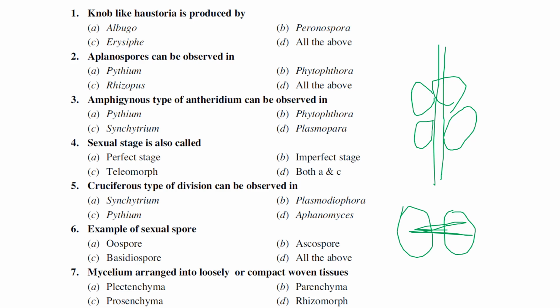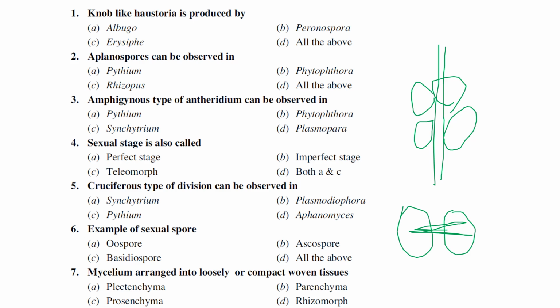In Phytophthora, the special feature is the amphigynous type of antheridium, which means the oogonium forms a globose structure around the male reproductive organ, the antheridium, and this is known as amphigynous type of antheridium.